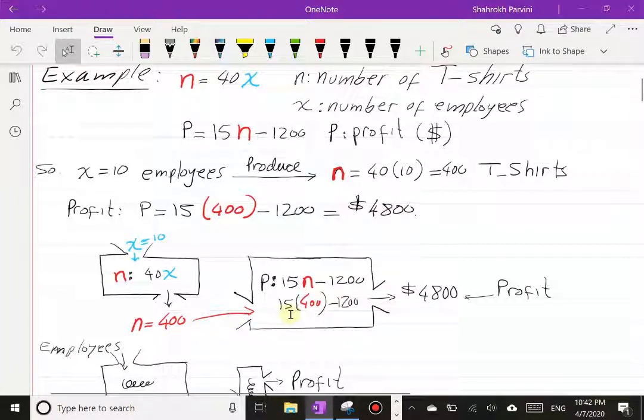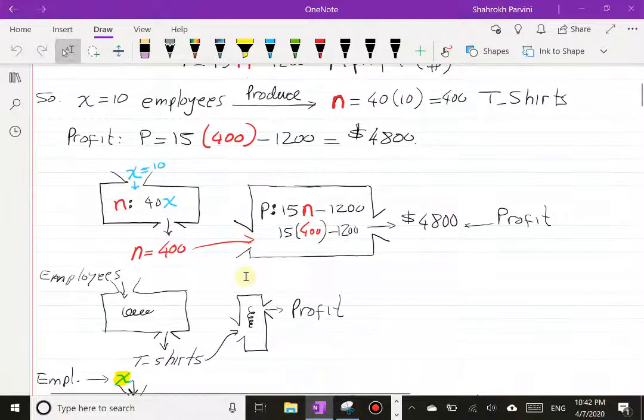And that output is input into another function machine. So the output from the first machine becomes an input into the second function machine. Then the second machine will do 15 times n, so that's 15 times 400 minus 1200, and will output 4800. Again, this is exactly what's up here. I just put it in a schematic for you.